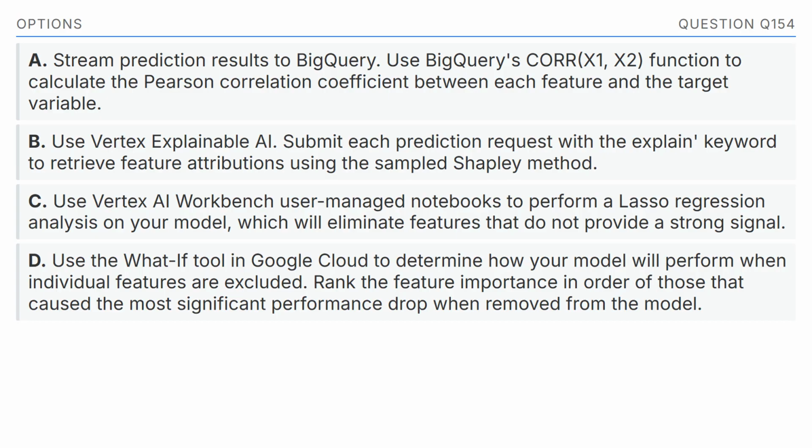Option C, use Vertex AI Workbench user-managed notebooks to perform a lasso regression analysis on your model, which will eliminate features that do not provide a strong signal. Option D, use the What-If Tool in Google Cloud to determine how your model will perform when individual features are excluded. Rank the feature importance in order of those that caused the most significant performance drop when removed from the model.